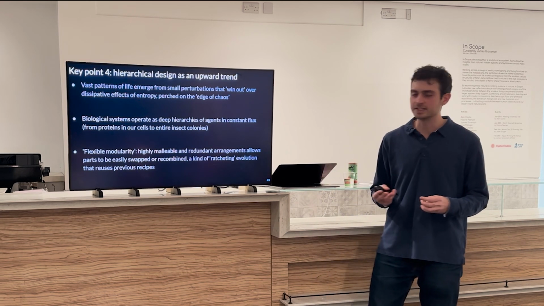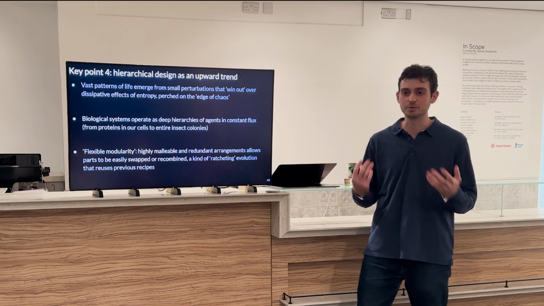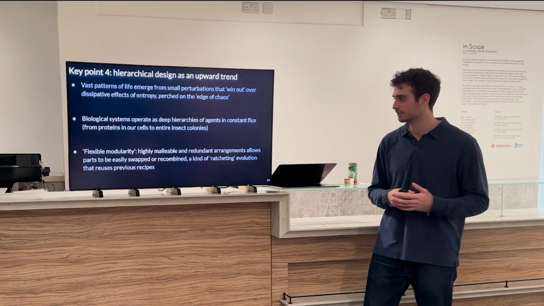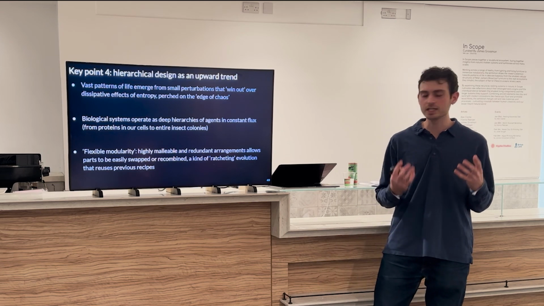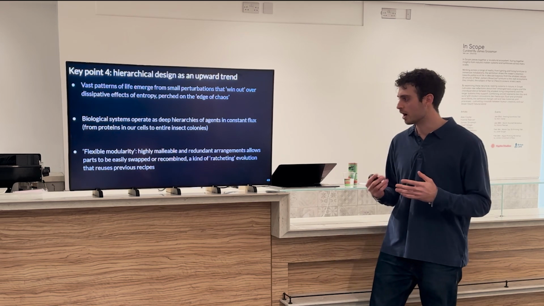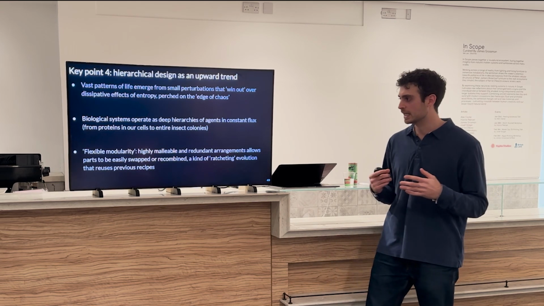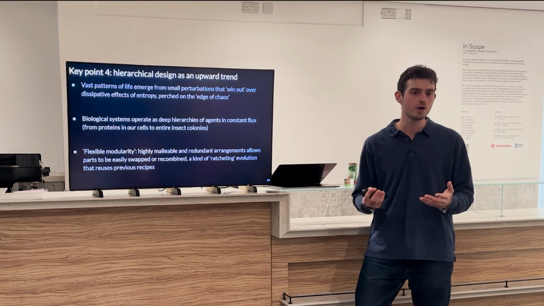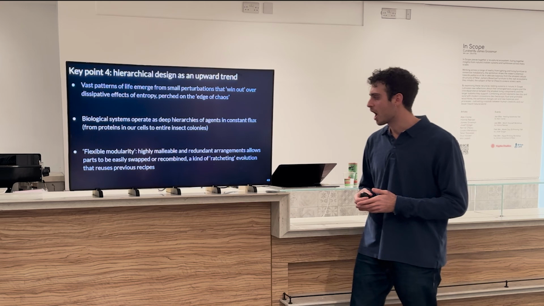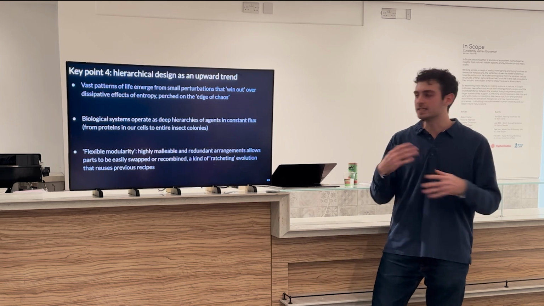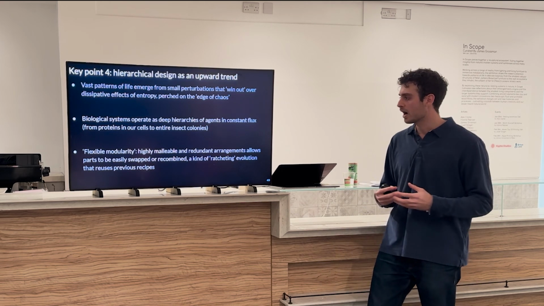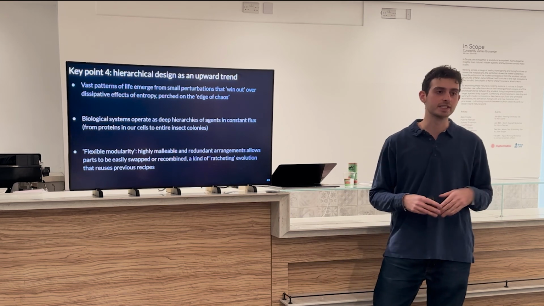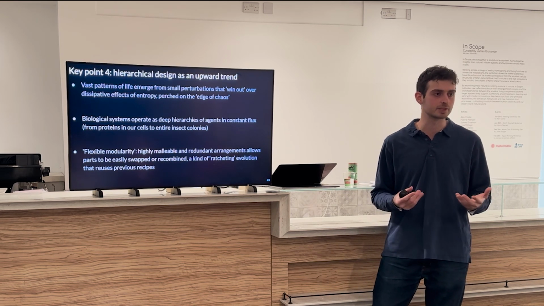So we can think about this idea, taken from software engineering, of modularity, but particularly in biology, of flexible modularity. When you have these highly malleable but also redundant arrangements, it allows parts to be easily swapped out or recombined. For example, if an organism loses a leg, it's still able to function, which our machines often can't do. But what we find is that this ability to recombine parts allows a kind of ratcheting evolution that really propels things forward, because it's able to be lazy and reuse existing recipes in new ways.